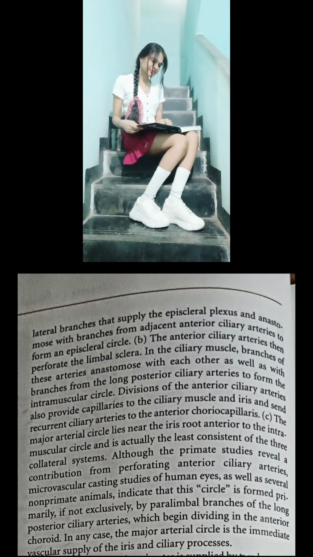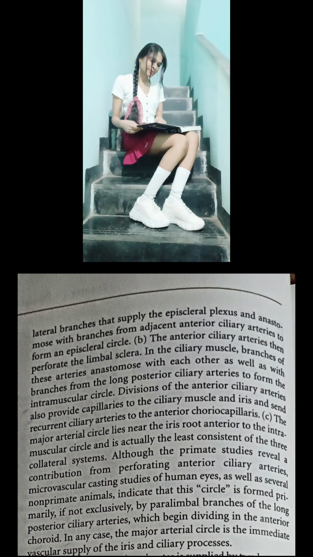B. The anterior ciliary arteries then perforate the limbal sclera. In the ciliary muscle, branches of these arteries anastomose with each other as well as with branches from the long posterior ciliary arteries to form the intramuscular circle. Divisions of the anterior ciliary arteries also provide capillaries to the ciliary muscle and iris and send recurrent ciliary arteries to the anterior choriocapillaris.